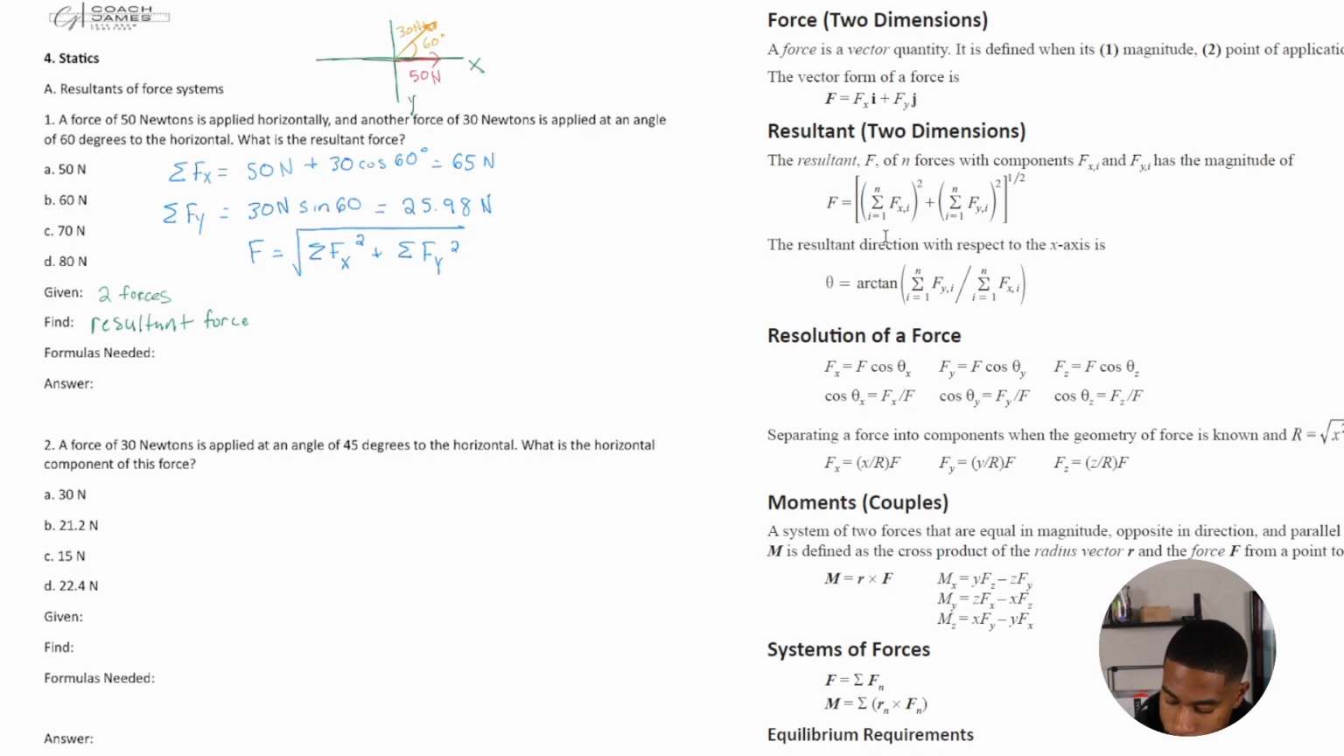All right, so now we just plug and chug, all right? So F is equal to the square root of 65 squared, and then plus 25.98 squared. And now we get our force or resultant is equal to roughly 70 newtons. So our answer is going to be C.